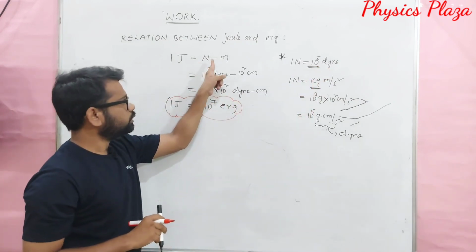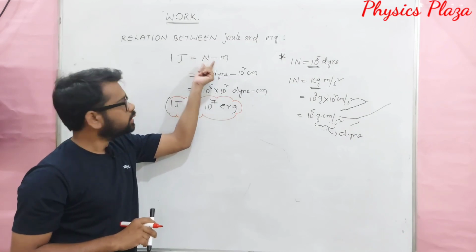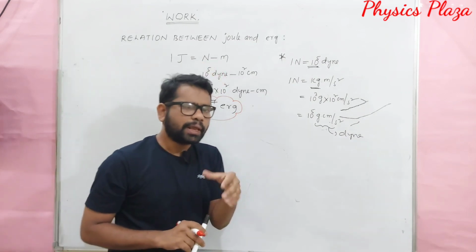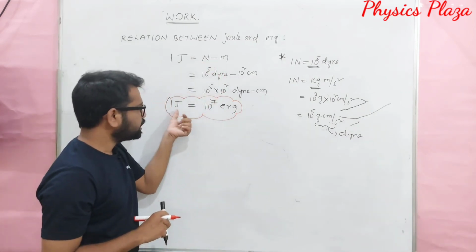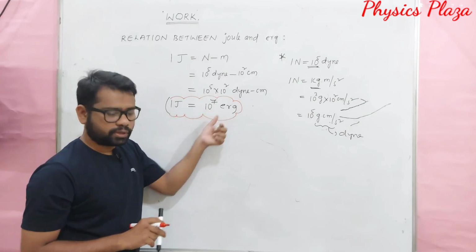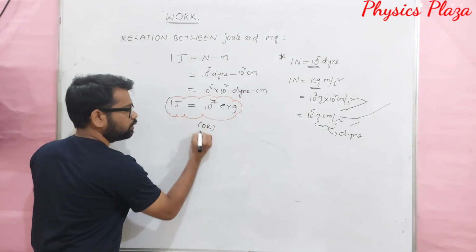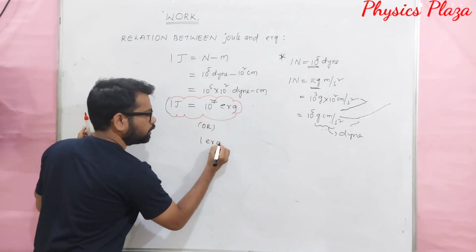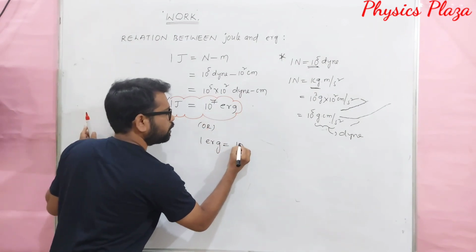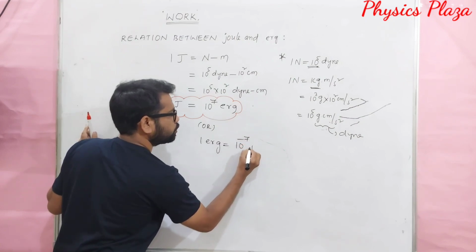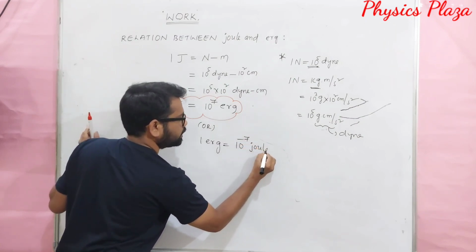So substitute 10 power 5 dynes in the place of Newton. In the place of meter, just substitute 10 square centimeters. Then we will get 1 joule is equal to 10 power 7 erg. Or we can write it like this also: 1 erg is equal to 10 power minus 7 joule.